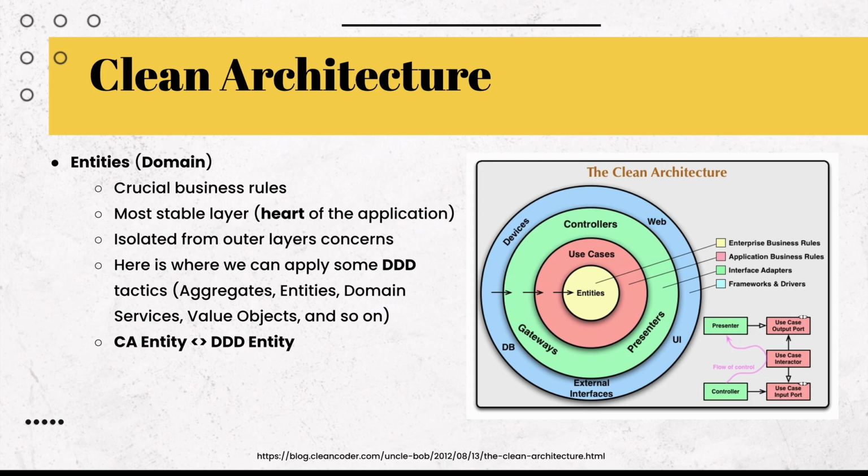So the first one is the entities or the domain layer. It's basically where we are going to define our business logic, okay? It's the most stable layer, which means that we won't change this too much, or we shouldn't change this too much. And it's basically the heart of our application, okay? And this is where we can apply some domain-driven design patterns. If you know domain-driven design, this is where we are going to apply most of those patterns, like aggregates, entities, domain services, value objects, and so on.